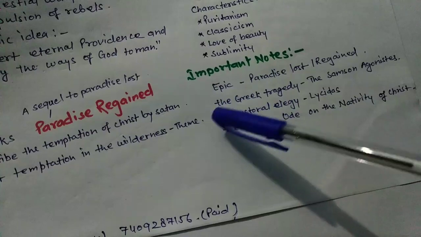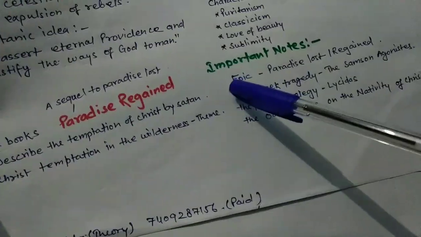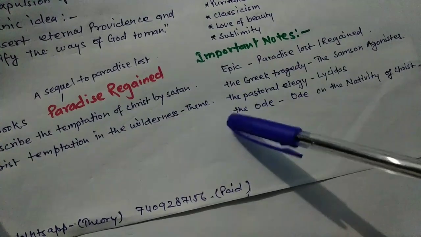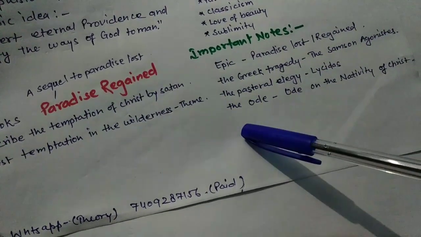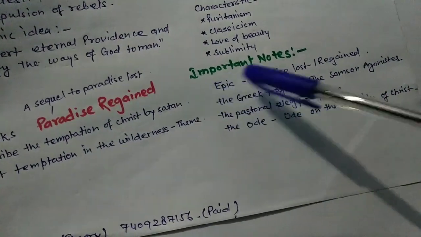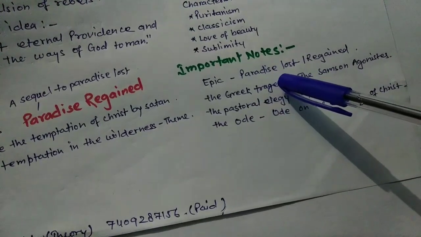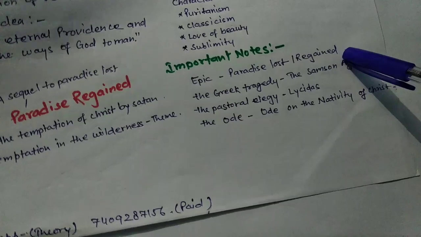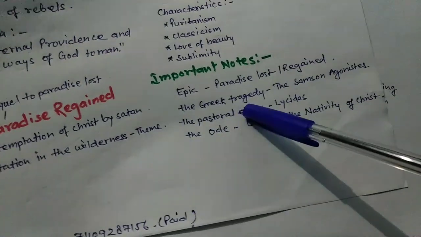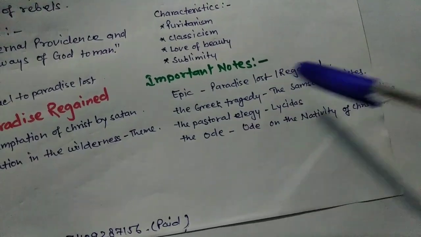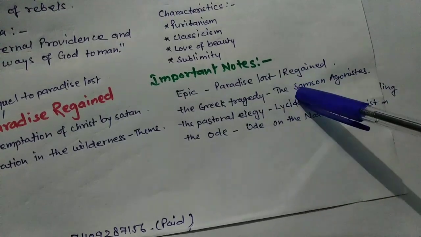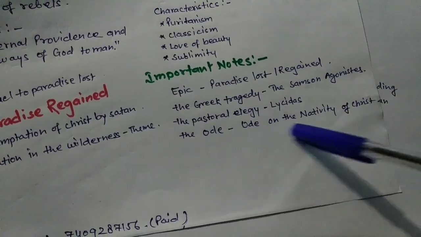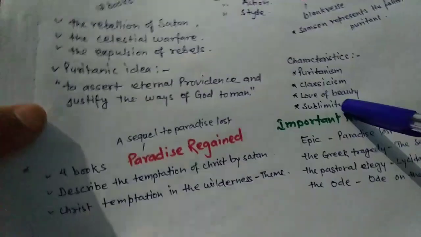Some important notes related to these works. He has composed the epic, the Greek tragedy, the pastoral elegy, and the ode. The epics are Paradise Lost and Paradise Regained. The Greek tragedy is Samson Agonistes, the pastoral elegy is Lycidas, and the ode is On the Morning of Christ's Nativity.